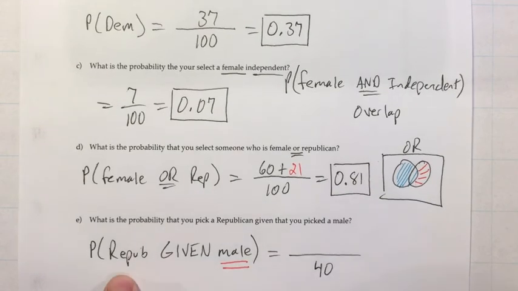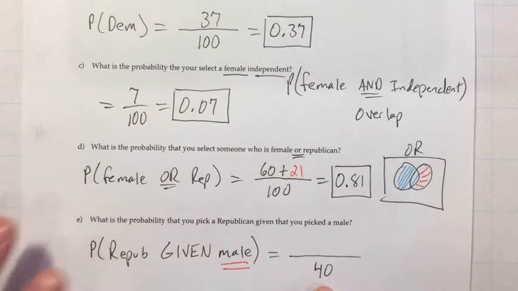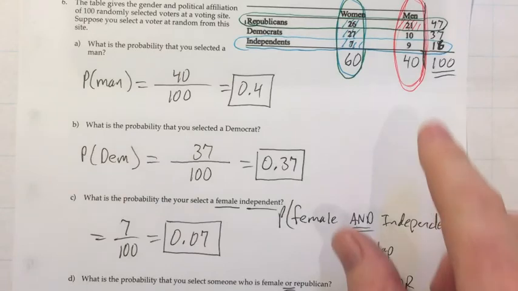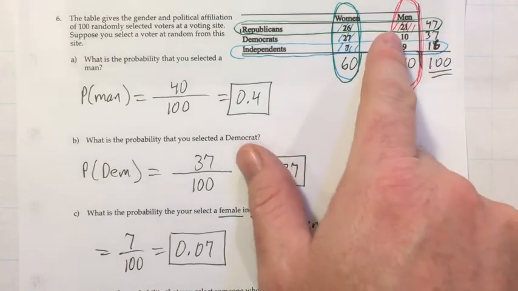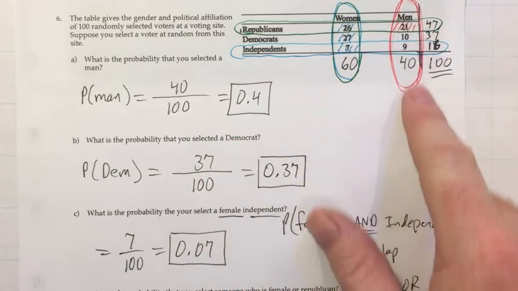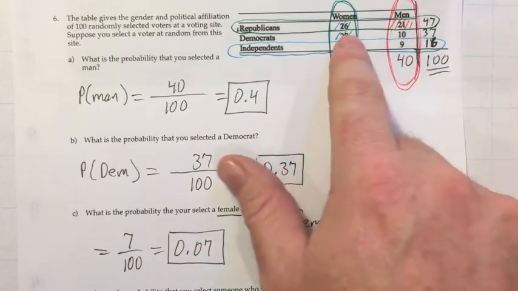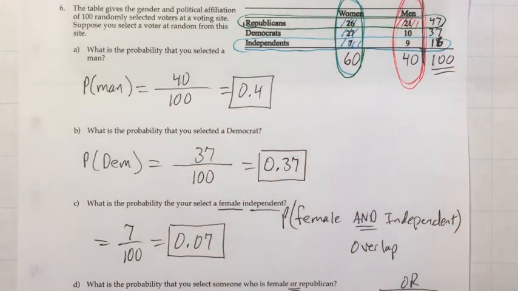And then when we go to think about the front part of this, the Republican part, we have to think the same idea, that we're only looking at those 40 men. So if you only looked at those 40 men, how many are Republicans? And that would just be those 21 right there. You wouldn't say 47 because you're supposed to only be looking at the men. So you're not counting these 26 women Republicans, just the 21 that are men.